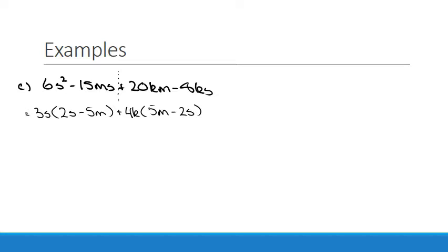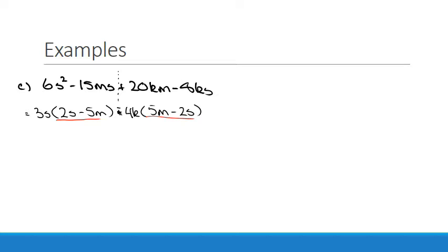Now, if you check your brackets here, they are not equal. They're actually opposite. I have negative 5, then positive 5. I have positive 2s, then negative 2s. How do we adjust that? Well, that is the exception to my little rule. That is where we go back then and make that a negative.